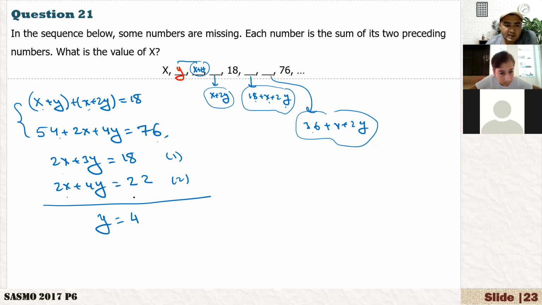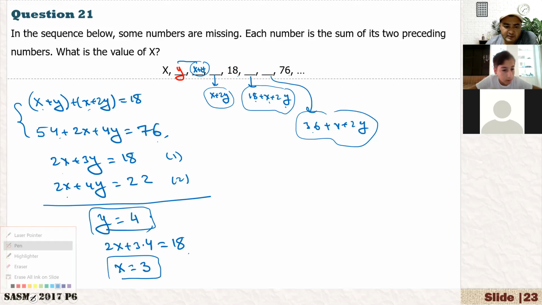If y is 4, substitute in either the first or second equation, and we can find x. If you substitute in the first one, for example, 2x plus 3 times 4 is equal to 18. What is x here? 18 minus 12 is 6. 6 divided by 2 is equal to 3. So x equals 3, y is equal to 4.